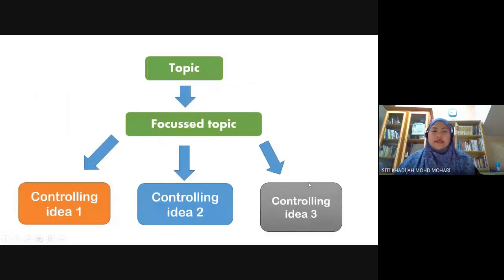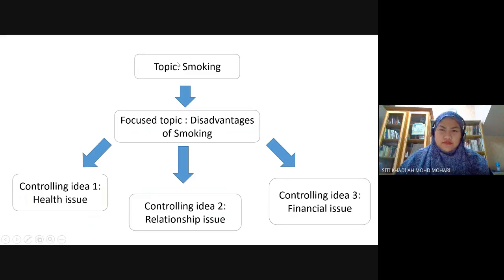Okay, over here. So basically, controlling ideas are your topic sentence 1, topic sentence 2, and topic sentence 3. This is an example. For instance, for the broad topic, we have smoking over here. Smoking is one of our topics, and we are going to focus more on the disadvantages of smoking. So we are going to talk about the bad impacts of smoking.